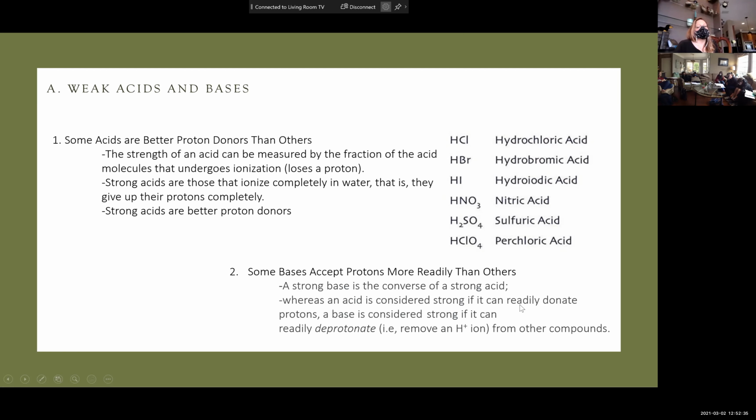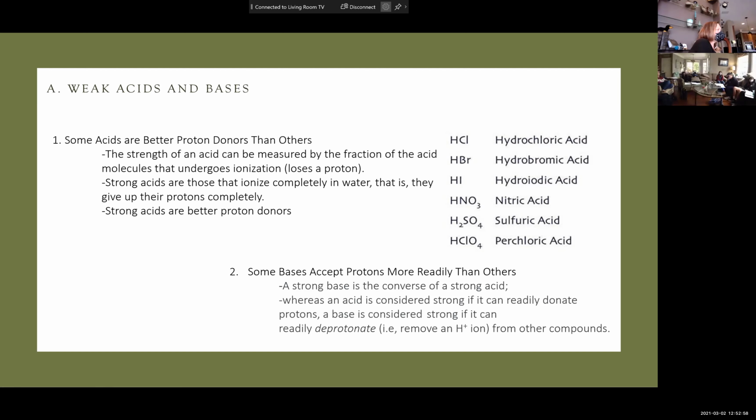Some bases are going to accept protons more readily than others. So they, again, are going to be the ones that dissociate more completely. When they do that, they give up their hydroxides. The thing you need to really nail into your heads where acids and bases are concerned is where they fall on the pH scale, which is an easy thing to remember.